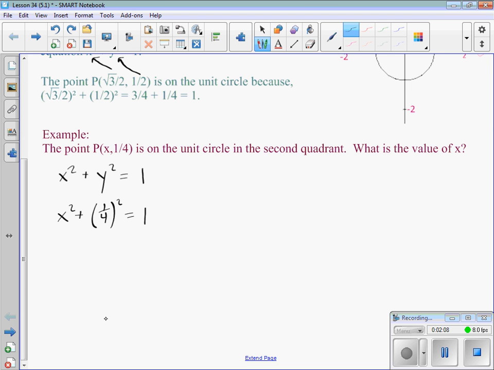What's 1/4 squared? 1/16. So I have x squared plus 1/16 is equal to 1. Then how do I get the x squared by itself? Subtract 1/16 over. So if I subtract 1/16, I get x squared equals what? 15/16. Next step, square root. So if I square root, I get x equals plus or minus square root of 15/16.